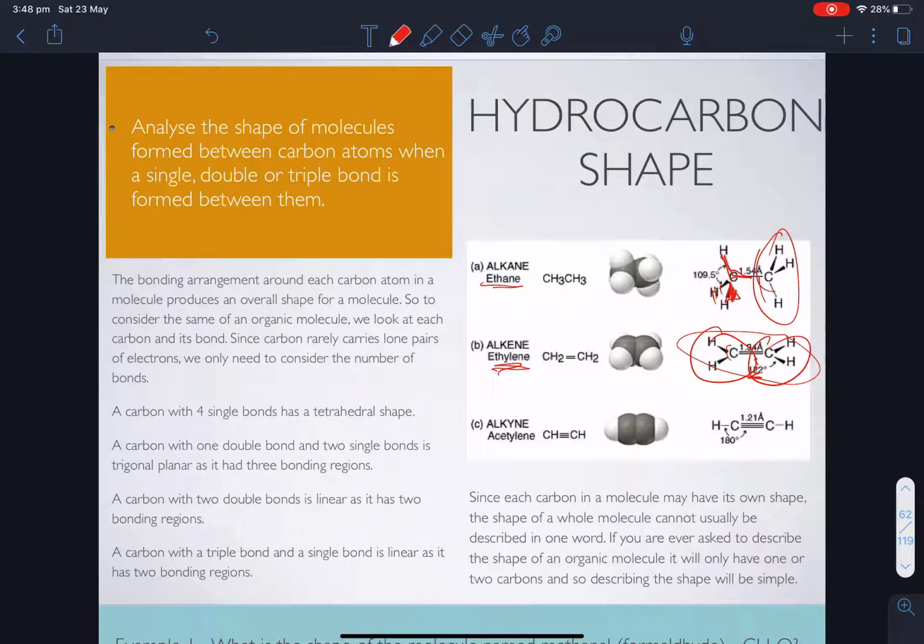Interesting shape. With an alkyne, you have to consider the bonding around it, and here we've got a triple bond and a single bond around this carbon. So there are 2 bonding regions, and they'll want to move as far away as they can from each other, and as far away as they can is 180 degrees. Okay, and so they form this linear shape. It's called linear, where there are 2 bonding regions.